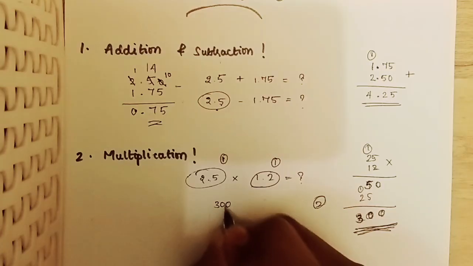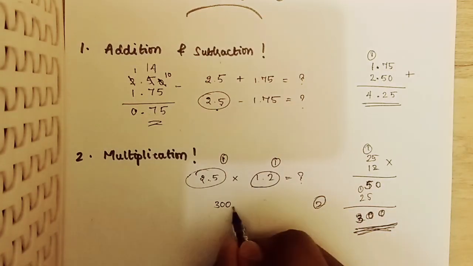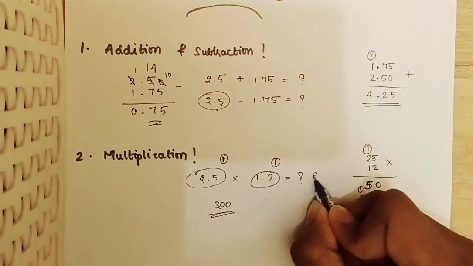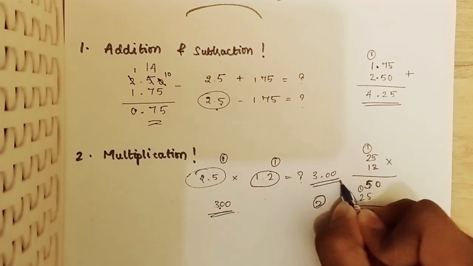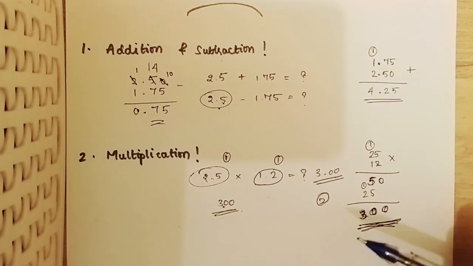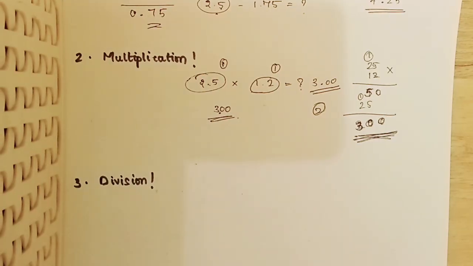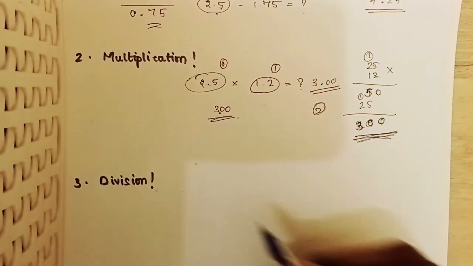So the answer is 300 with 2 decimal places. So 1, 2. So this is the answer. The answer is 3.00 or just 3. That's how you do multiplication. After multiplication, the other important part is division. So how do you do division of the decimals?